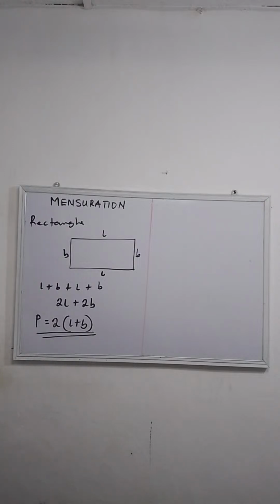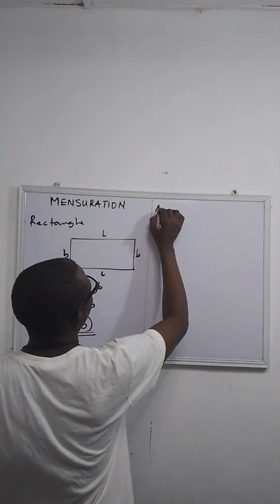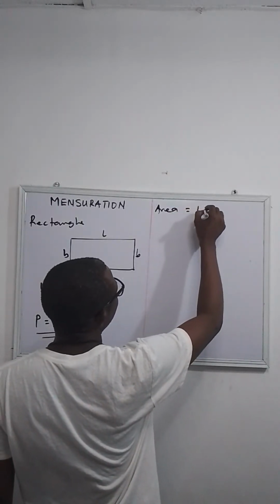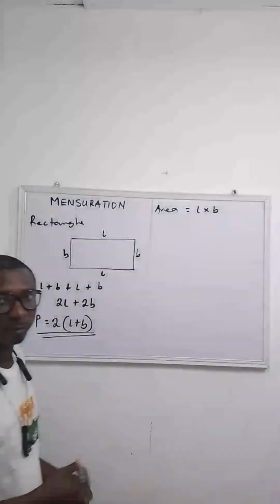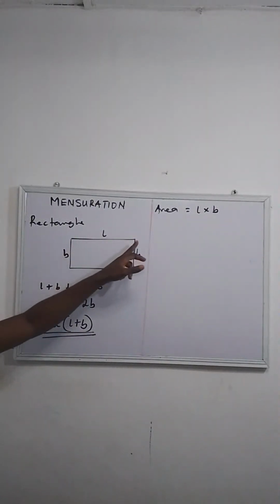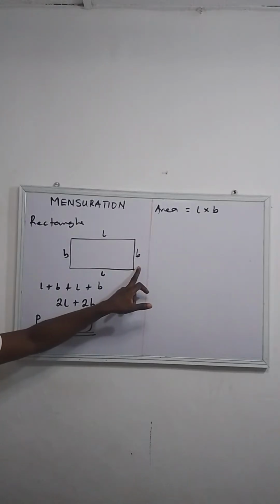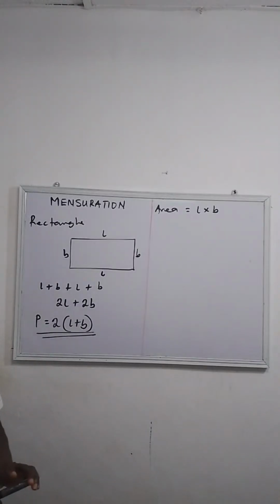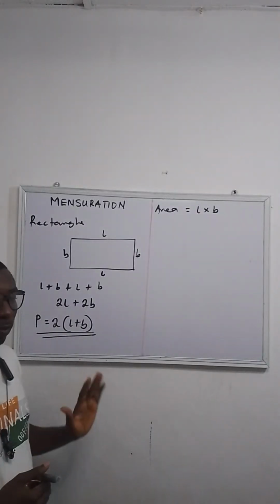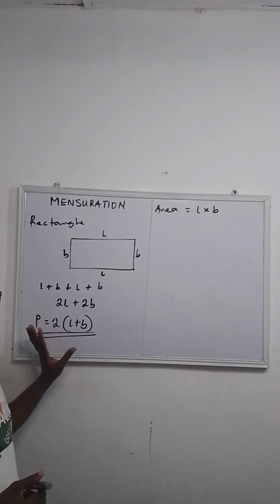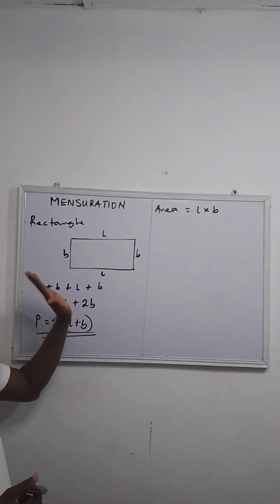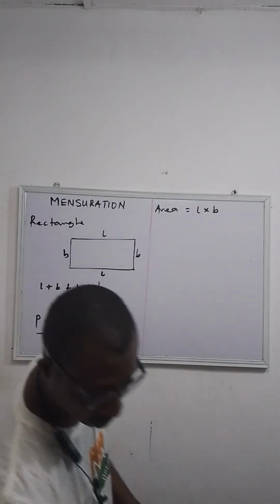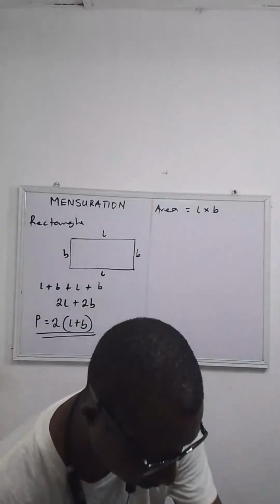What of the area? Area equals length times breadth. So the length here times the breadth here is going to give us the area of the rectangle. Okay, so now we are going to look at some examples on area and perimeter of a rectangle. All right, now let's start with this example here.